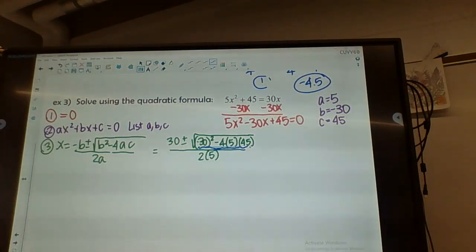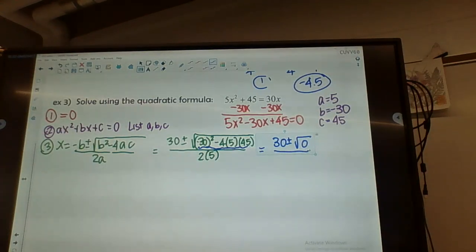0. I don't know, is that satisfying or is that annoying that this huge crazy thing is just 0? So, 30 plus or minus the square root of 0. Now if you didn't get 0, please feel free to ask. We can figure out what you did wrong in your calculator. All over 2 times 5, which is 10.